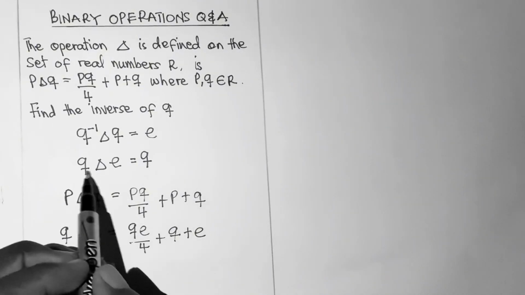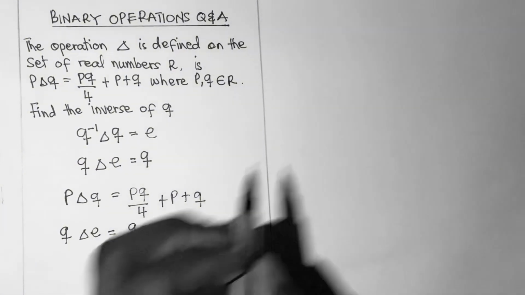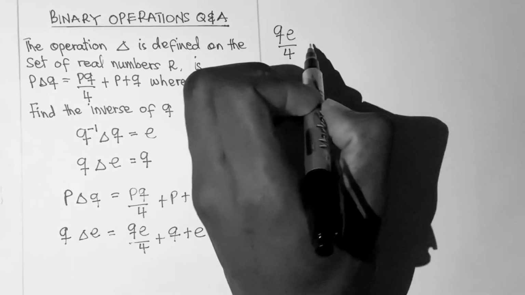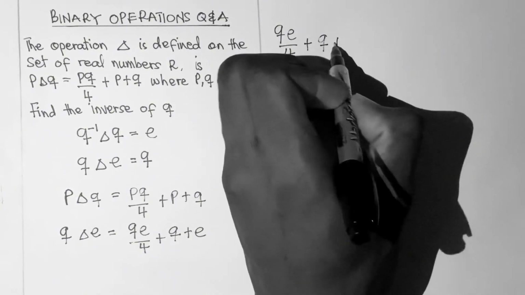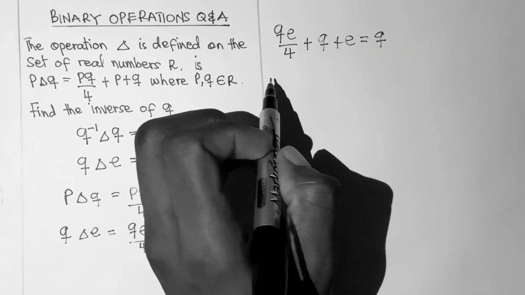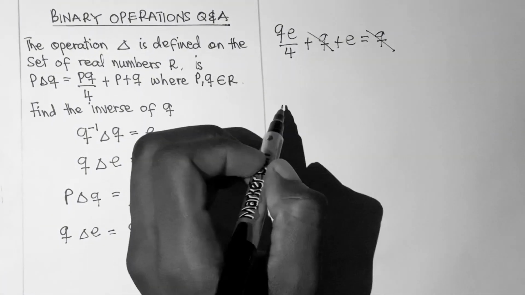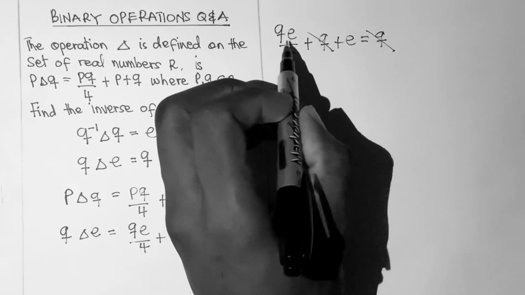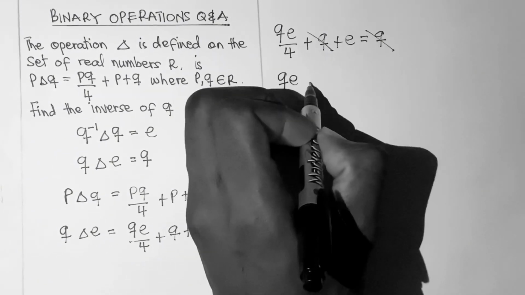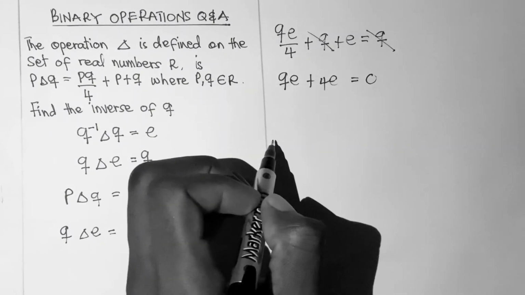However, we said that Q operation E is equal to Q. So what this means is that QE over 4 plus Q plus E should be equal to Q. So let's multiply through by 4. By the way, this Q and this Q will cancel out. So QE plus 4E is equal to 0.